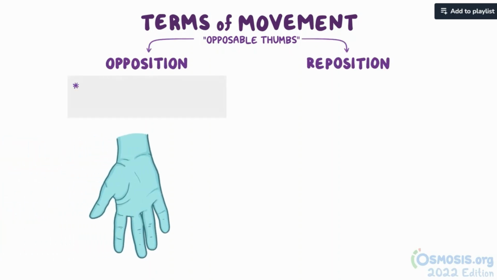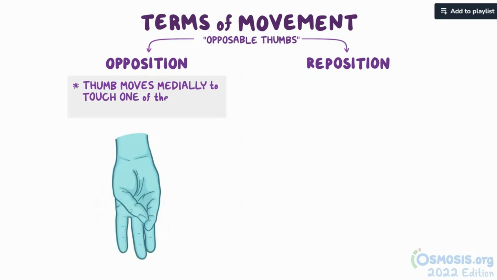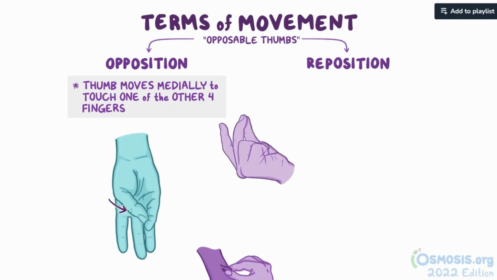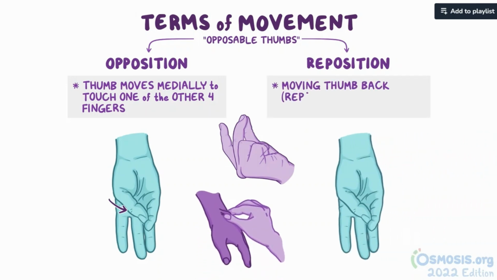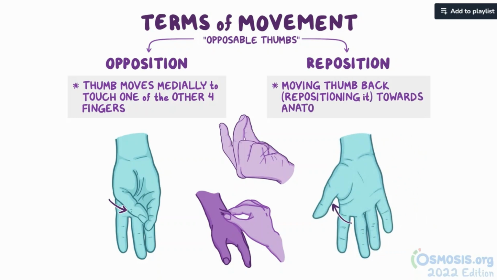Now, the term opposable thumbs is related to the anatomical terms opposition and reposition. Opposition is when the thumb moves medially to touch one of the other four fingers, like when you begin snapping your fingers or when pinching someone. Reposition refers to moving the thumb back or repositioning it towards its anatomical position.